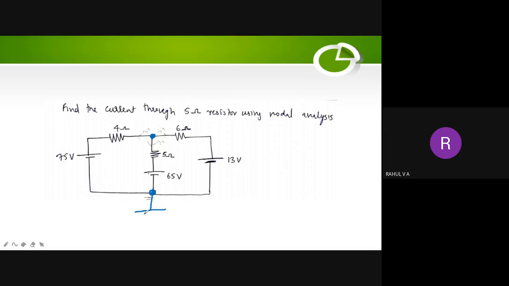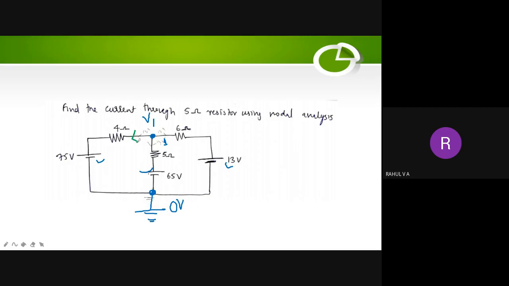node. So I am making this the reference node because it is connected to the negative terminal of all the supplies, all three supplies. So I am considering it as the reference node, where the potential at a reference node is always 0 volt. Now what I have to do is mark the voltage at node 1 as V1. So this is node 1. There is only one node. Voltage at node 1 is 0. Sorry, V1.